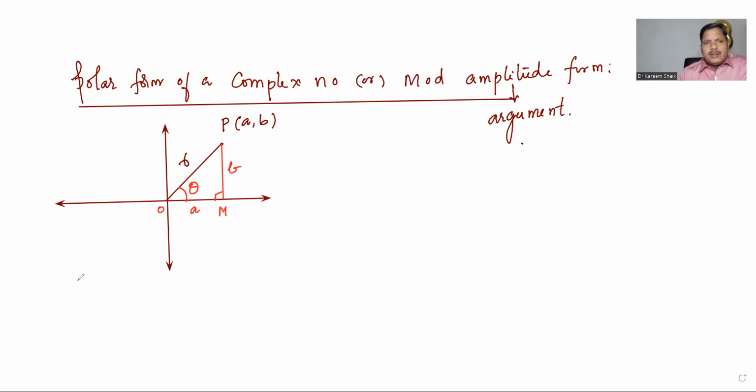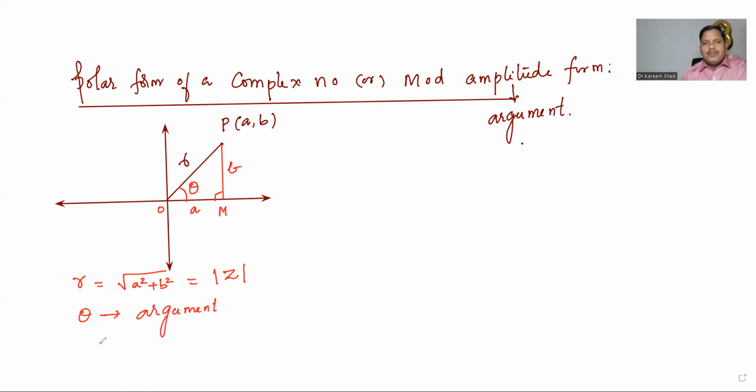But here, try to understand what r is. r is nothing but what? Square root of a square plus b square, by using the Pythagoras theorem. But square root of a square plus b square is nothing but what? Modulus of z. We discussed it earlier. Clear? Theta, here theta is the argument, or we can say it is the amplitude.